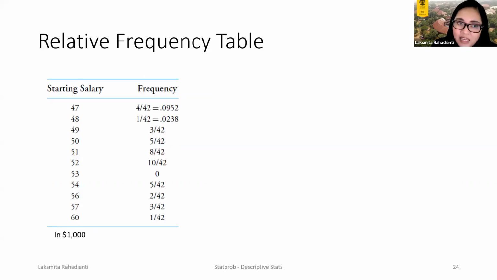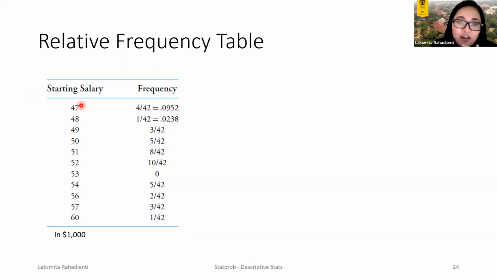So I could translate it into a relative frequency table so I could get a better context. I could get a better visualization of how many am I talking about here. So if I already have the portion, it is obvious that this is actually a very small percentage. It's only 0.0952% of the graduates that have a starting salary of 47,000.